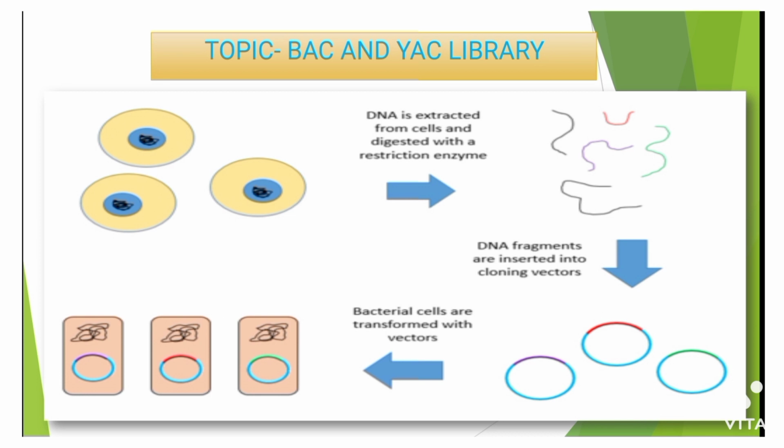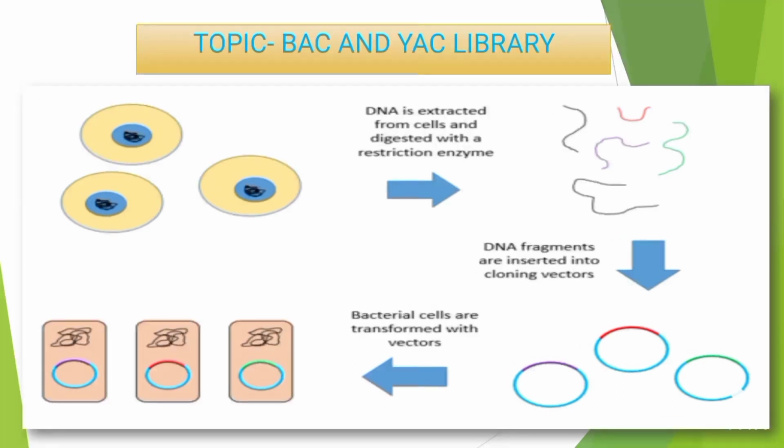Today I'm going to discuss the topic BAC and YAC library: bacterial artificial chromosome and yeast artificial chromosome. This is the general overview of how the library is constructed. These are the cells that contain the DNA as their genetic material that have our gene of interest that we want in our recombinant DNA molecule.